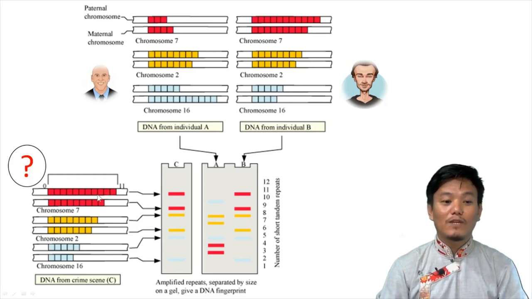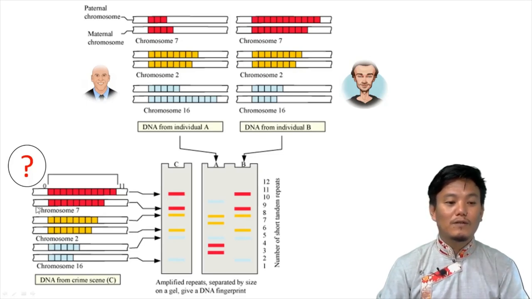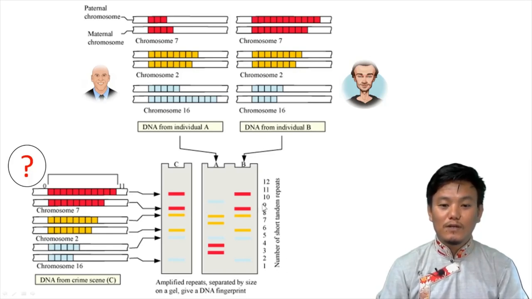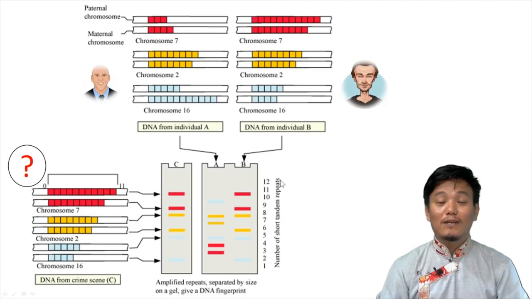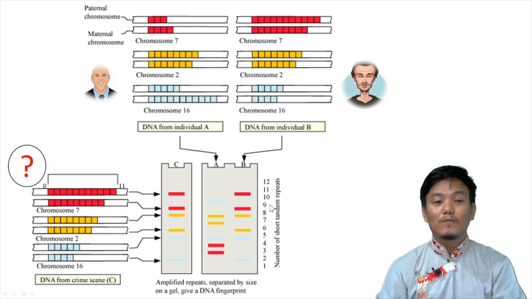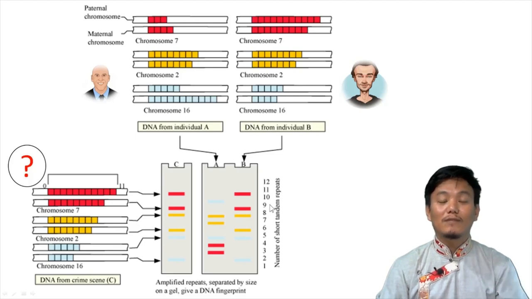The copy number of the VNTR on the first chromosome number 7 is 11, right? So it is near the 11 over here. And the second chromosome number 7 has got 1, 2, 3, 4, 5, 6, 7, 8, and 9. So this is near the 9, right? So these numbers represent the number of short tandem repeats. VNTR means variable number of tandem repeats, so they are variable in how many tandem repeats there are. So this one contains 11 copy numbers, so it is near 11 over here.